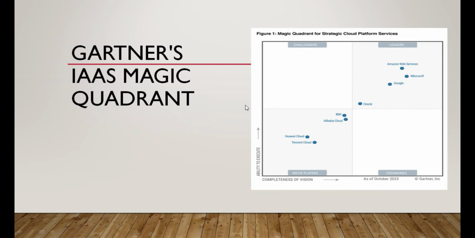So Gartner's IaaS Magic Quadrant. As you can see, as I was saying, the leaders are at the top. It's Amazon Web Services, followed by Microsoft Azure. Then comes Google and Oracle. This is data as of October 2023. And the challengers over here are IBM, Alibaba, Huawei Cloud, and Tencent Cloud.